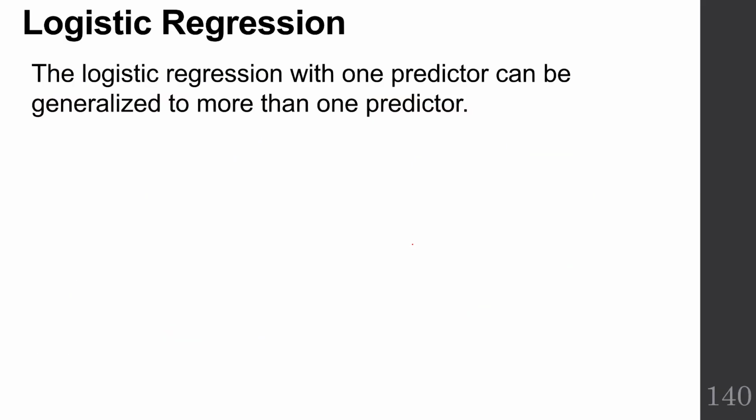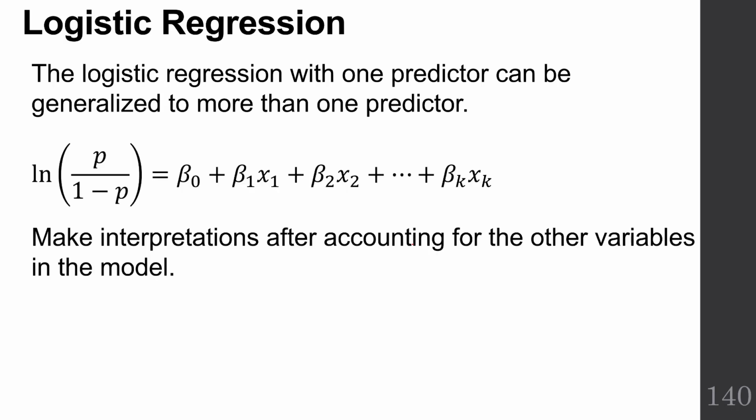Now, the logistic regression with one predictor can be generalized to more than one predictor. Your equations look basically the same, but you've got more coefficients and predictors, just like it was in multiple regression. And just make sure when you make interpretations that they are after holding all the other variables in the model constant, just like we did in multiple linear regression. And you'll be able to practice these in your homework.